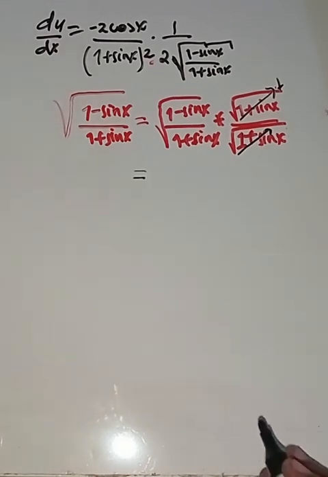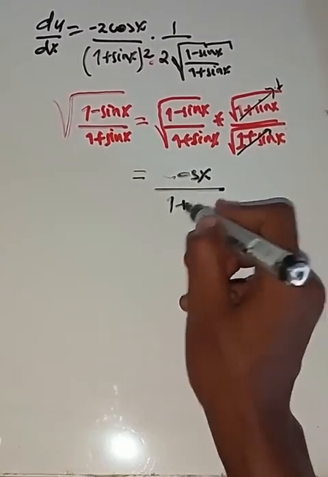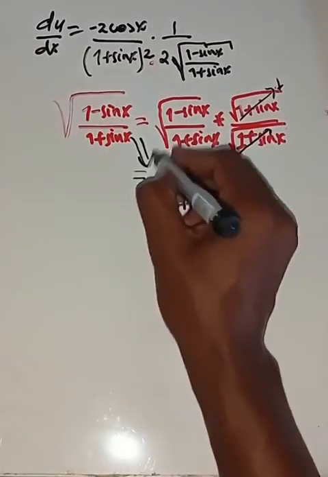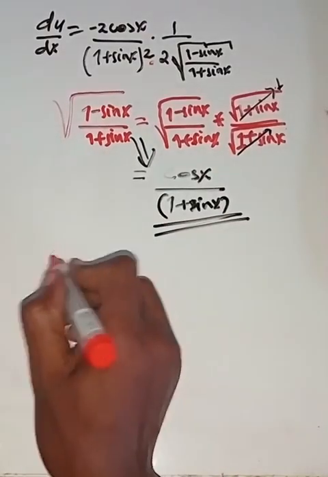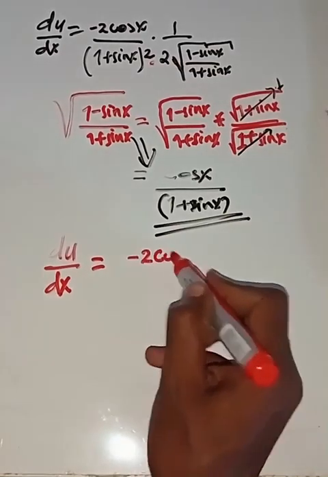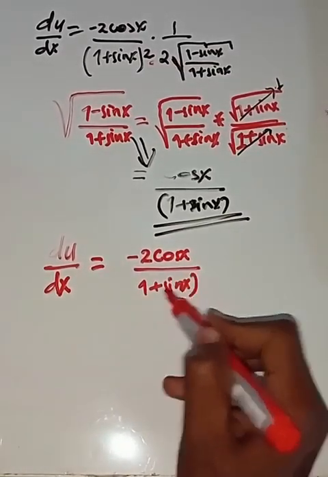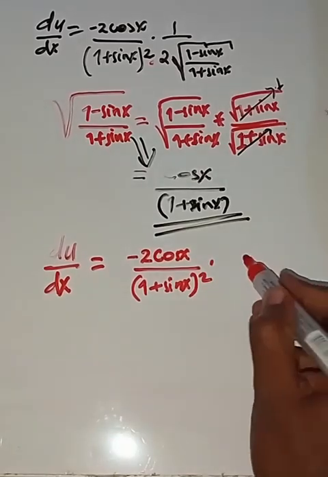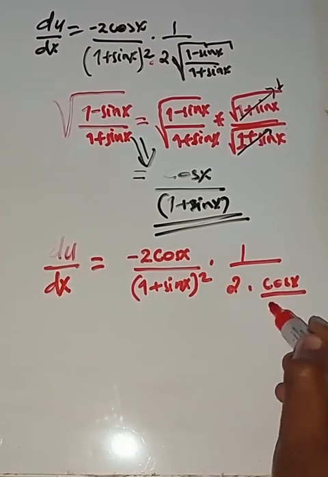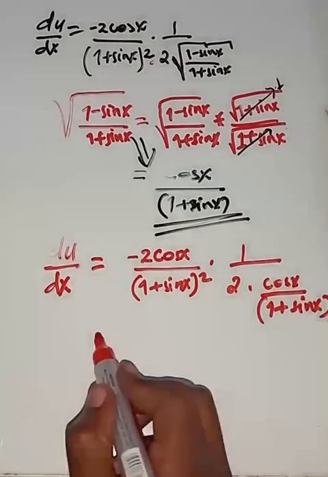So if we solve this equation, we can get cos of x over 1 plus sine of x. This function is equal to this one. du/dx is equal to negative 2 cos x over (1 plus sine x) the whole squared, times 1 over 2, times cos x over 1 plus sine x.